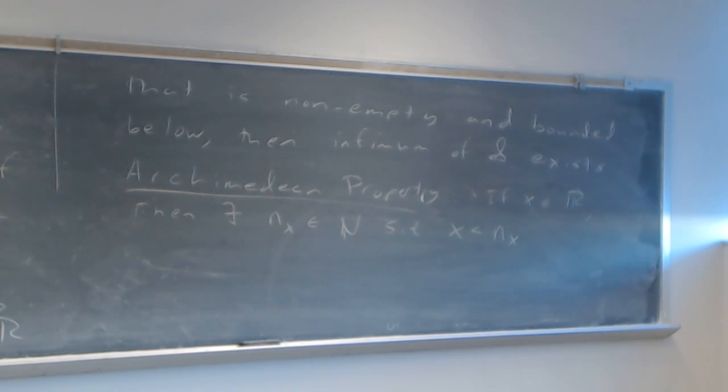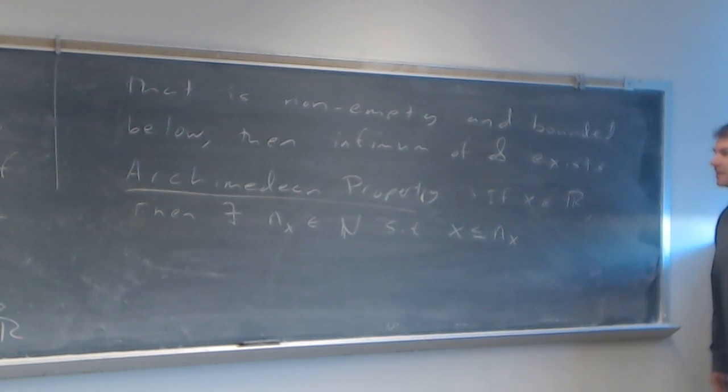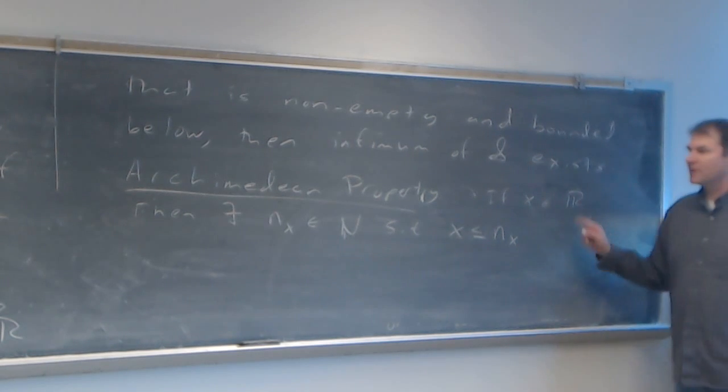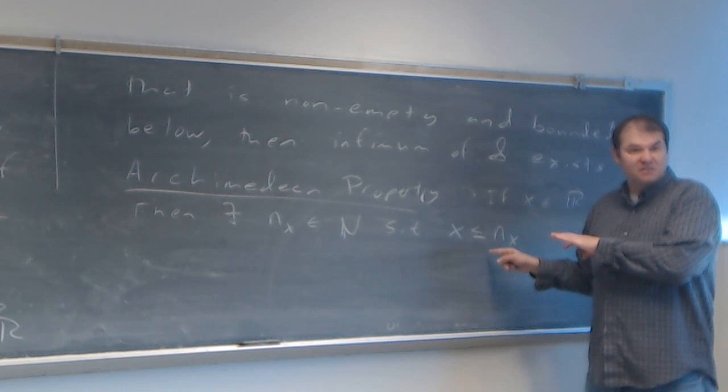I'm going to write some words with it. It says less than or equal to. It doesn't matter if it's less than or less than or equal to. I'm going to write down less than or equal to. That's the Archimedean property. These are a bunch of words. What are they telling us? Here's what it says. You give me a real number, there's a natural number bigger than it, essentially.